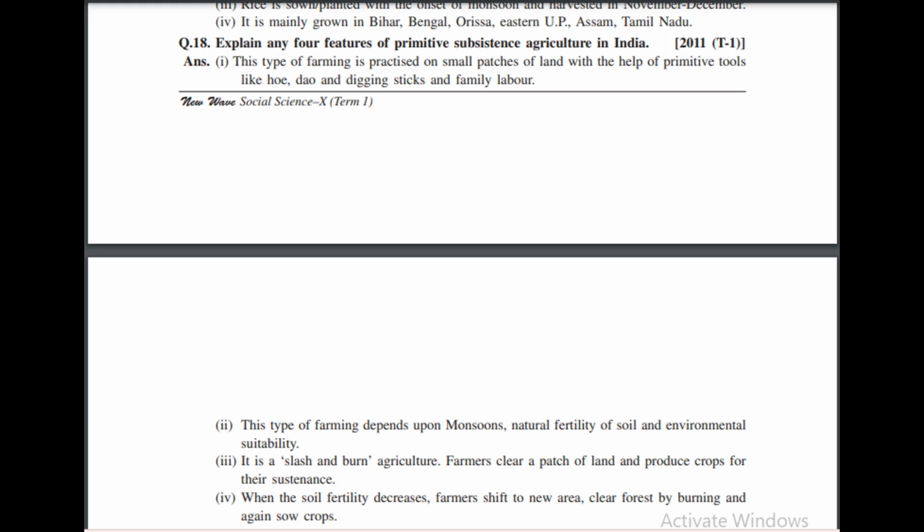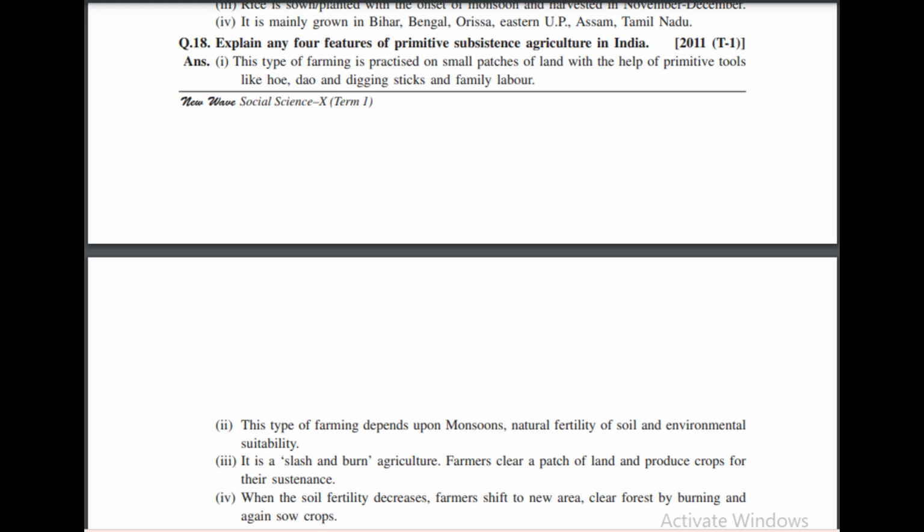Now let's move to page number 20. Explain the 4 features of primitive subsistence agriculture in India. The first feature is, in this type of farming, which is practiced on small patches of land with the help of primitive tools like hoe, dao, digging sticks, and family labor.